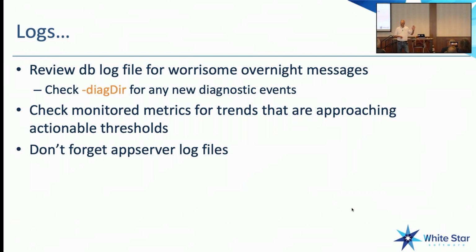So you can just check to see, do I have any new entries in that directory? If you have new entries in that directory, then you got something you can go look at. If you're monitoring metrics, then you want to be looking for trends that are approaching actionable thresholds. So that's things like file systems filling up, or the number of users is rising and you need to call up sales and order some more licenses. Is there anybody from Progress Sales in here? I want brownie points. Okay.